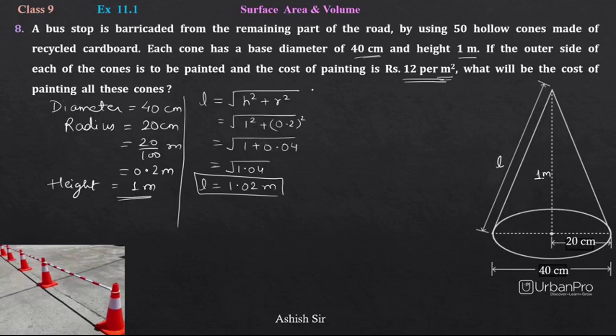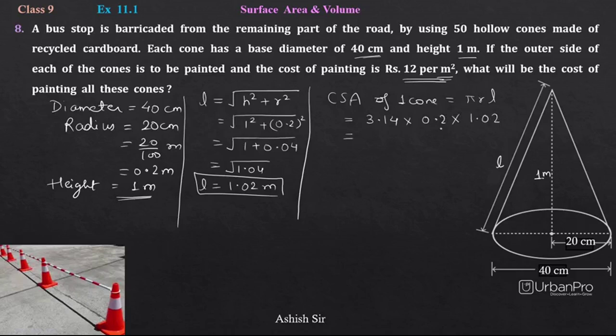Using this, we can find out the cost of painting. Before finding the cost of painting, we need to find out the CSA. Now we know that the CSA of one cone would be with the formula pi r l. So here we apply the value of pi as 3.14, radius 0.2 and l 1.02. After multiplying all the things, what we get is 0.64056 meter square. This is the CSA of one cone.